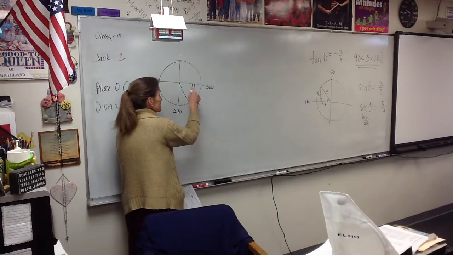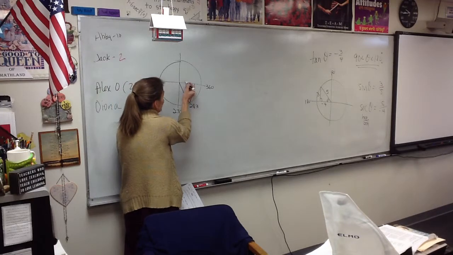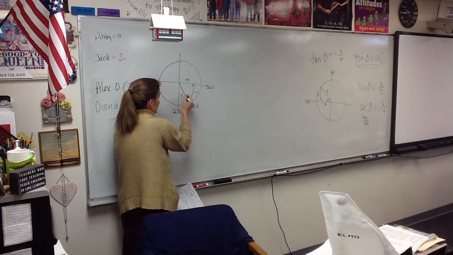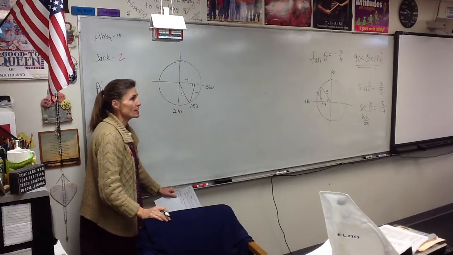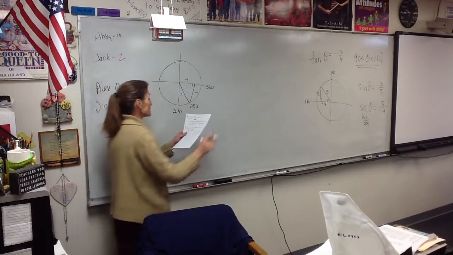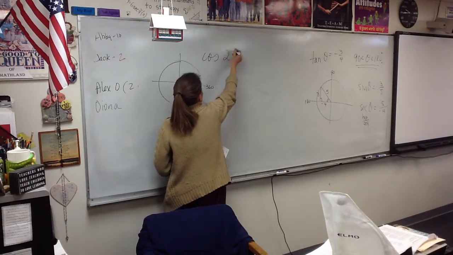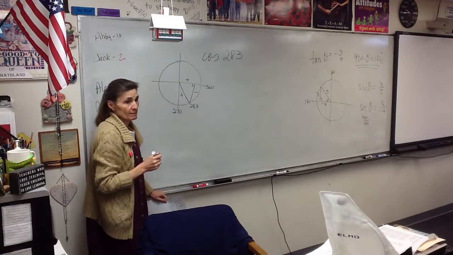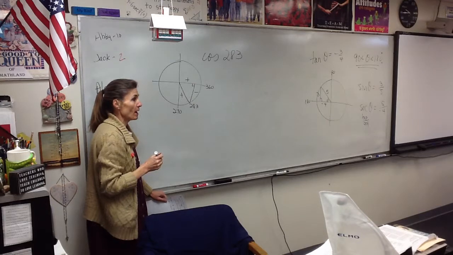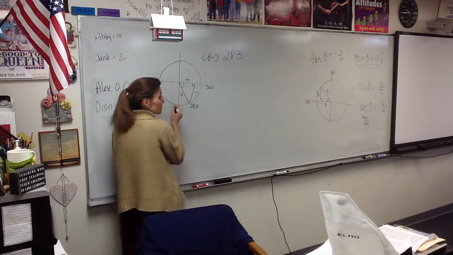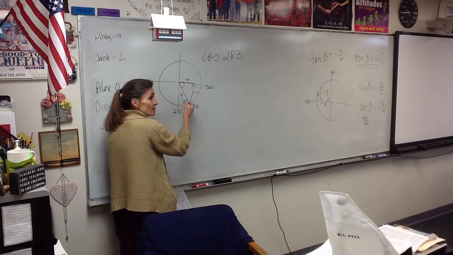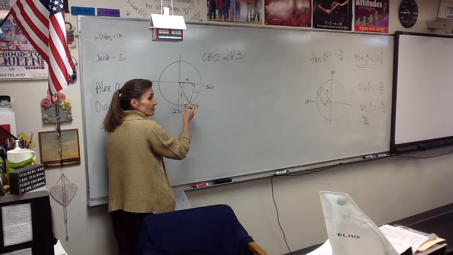If we are in this quadrant, tell me about this side, positive or negative? Positive. This side, negative. There are the signs. Now, I am asking about the cosine. What's cosine? Adjacent over hypotenuse. So here's the angle. Cosine would be this over this, right? So what are you going to have?